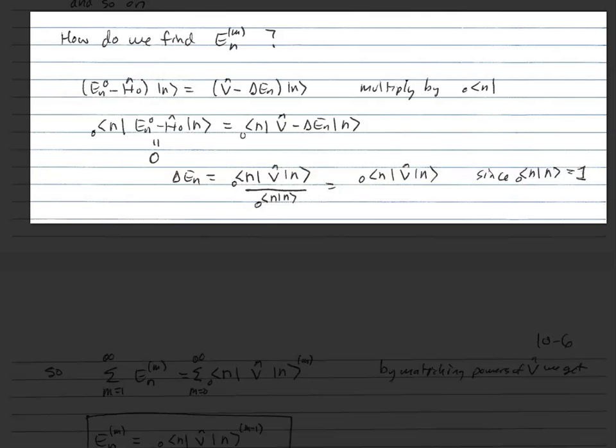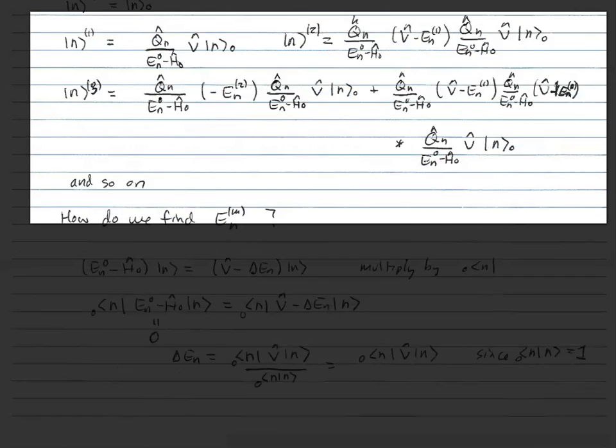So what we find is ΔEn is equal to ⟨n₀|V̂|n⟩ divided by ⟨n₀|n⟩. But because ⟨n₀|n⟩ is equal to 1, again, this is the reason why we like to do that, we get that it's just equal to ⟨n₀|V̂|n⟩. And that now gives me a formula that I can use to do the calculation.